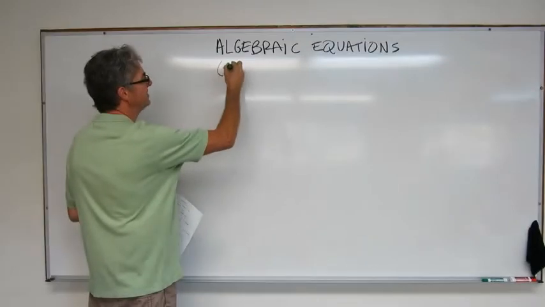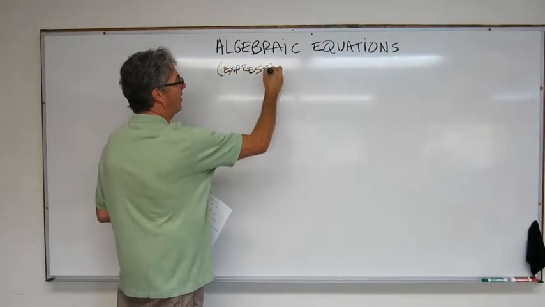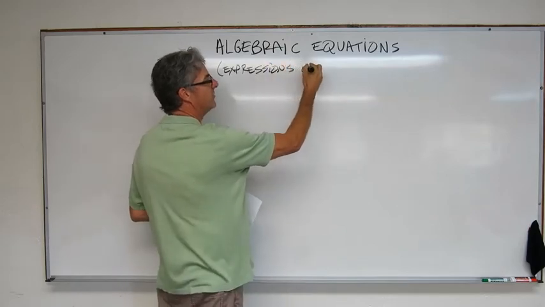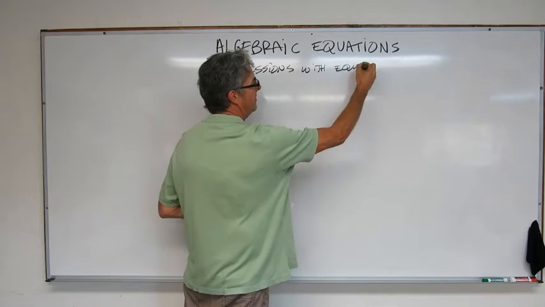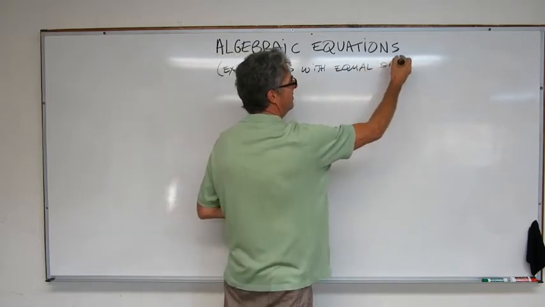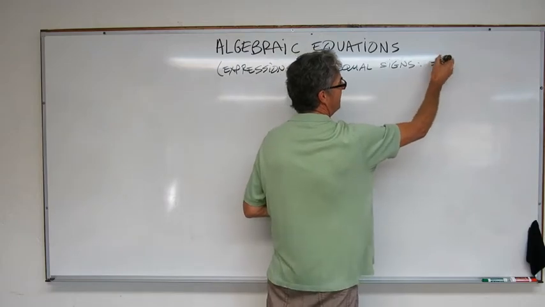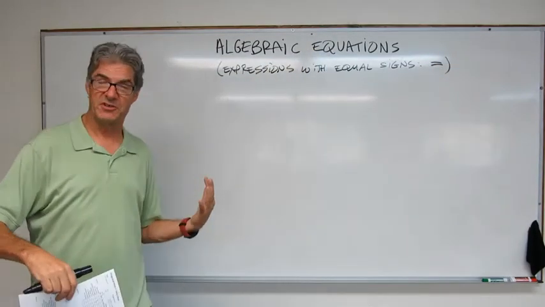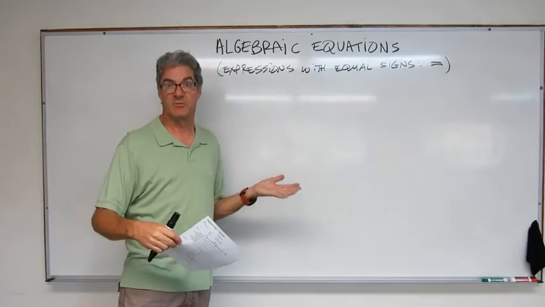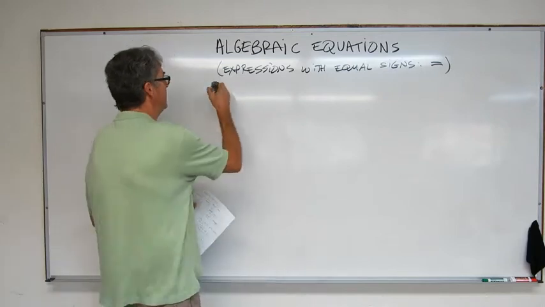Equations are expressions with equal signs. Such as that thing. Okay? So an expression doesn't have an equal sign, whereas an equation does. Otherwise, it's pretty much the same thing as we did in the last lesson. So let's do equations to words first.